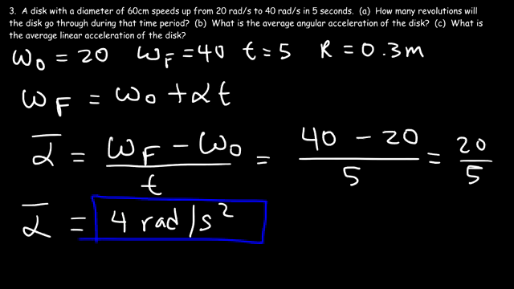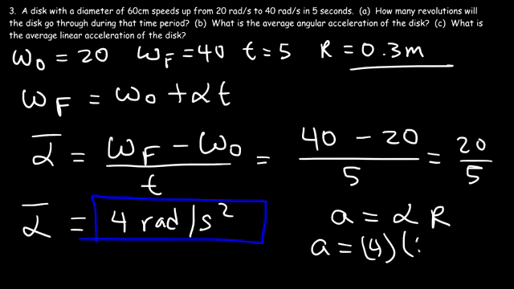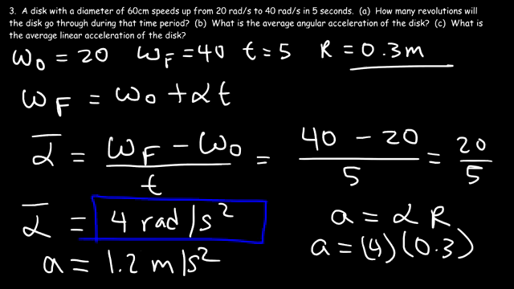Now part C, what is the average linear acceleration of the disk? The linear acceleration is the angular acceleration times r. So it's going to be 4 radians per second squared times the radius of 0.3 meters. So 4 times 0.3, that's 1.2. So the average linear acceleration is 1.2 meters per second squared. And so that's it for this problem.